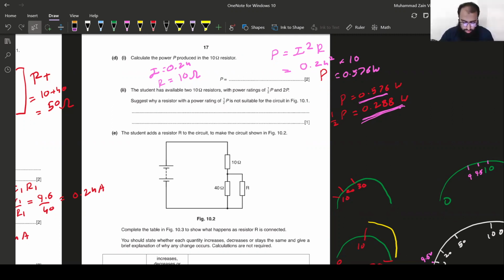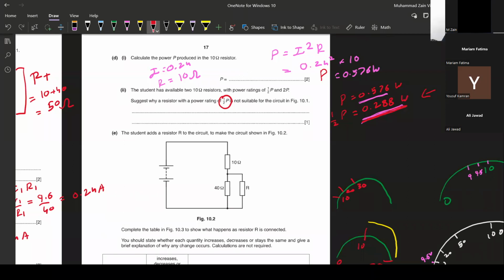Now, a resistor of a rating 1 over 2p, which is equal to 0.288 watts, would mean that the maximum power that it could convert from electrical to heat energy is 0.288 watts easily. If the power exceeds beyond this point, the resistor would start to overheat and it would eventually burn. So that is what the reading tells me. It cannot dissipate power beyond this number, 0.288 watts.